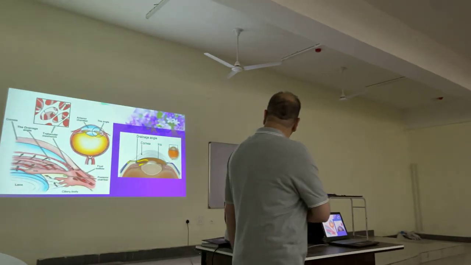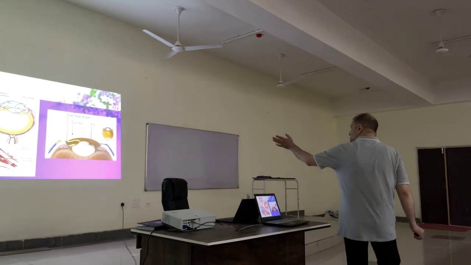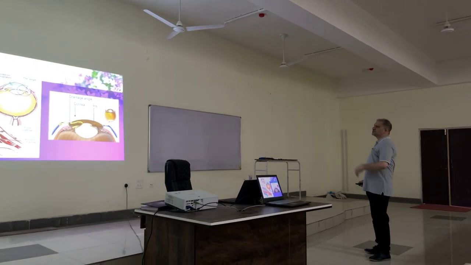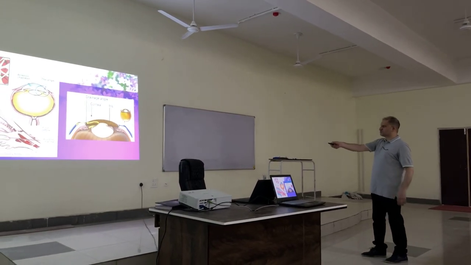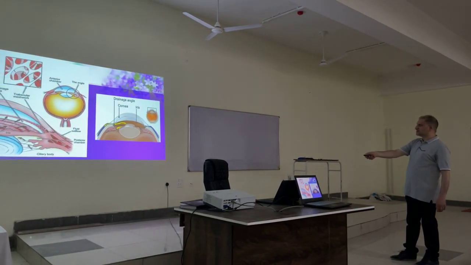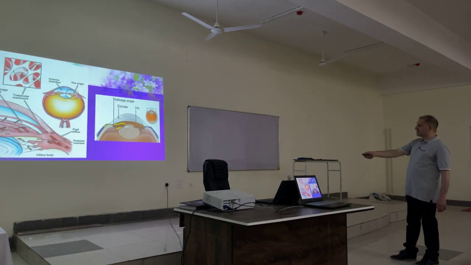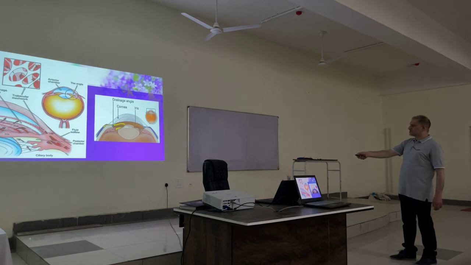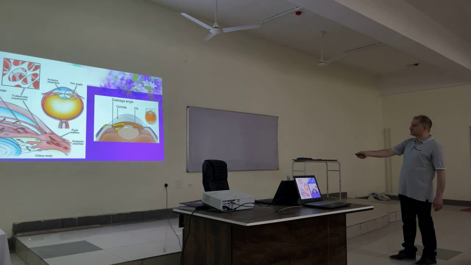Okay, you see it here. You can see the drainage angle, you can see the iris, you can see the trabecular meshwork. Suppose this is the trabecular meshwork, this is the iris, this is the cornea, this is the angle here. Anterior to the iris is the angle. So the drainage occurs through this angle. And the aqueous is formed from the ciliary body, goes behind the iris, comes in front of the iris and then gets absorbed.